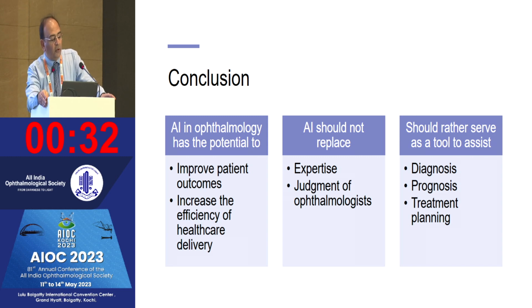Overall, AI in ophthalmology has the potential to improve patient outcomes and increase the efficiency of healthcare delivery, but AI should not replace the expertise and judgment of ophthalmologists. Rather, it should serve as a tool to assist in diagnosis, prognosis, and treatment planning.